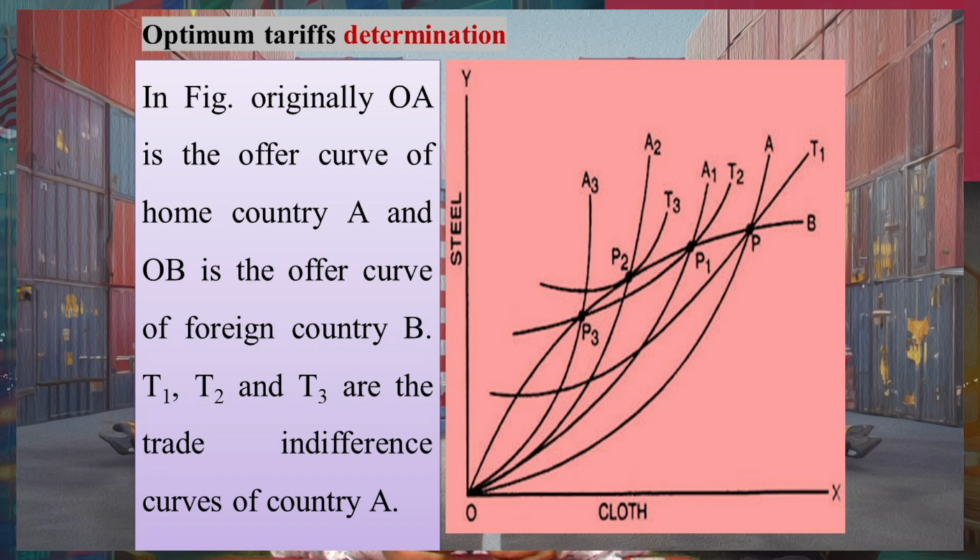So in this diagram, what we see is that originally OA is the offer curve of home country A and OB is the offer curve of foreign country B. The curves T1, T2 and T3 are the trade indifference curves of country A. Now here we will decide what the result was before imposition of tariff and after imposition of tariff.